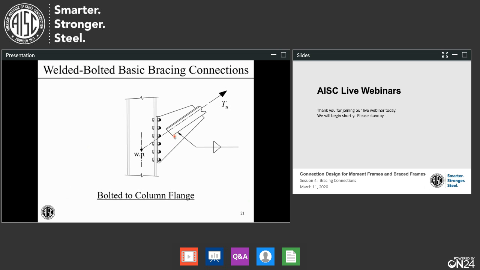And in this connection, this connected part is welded in the shop to the brace, and then the flange is bolted to the column in the field.